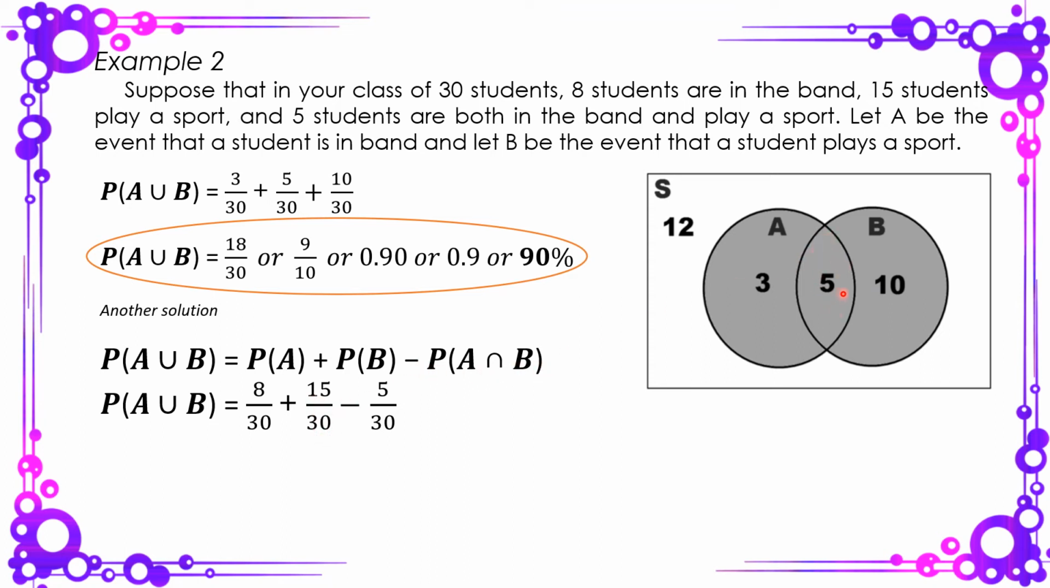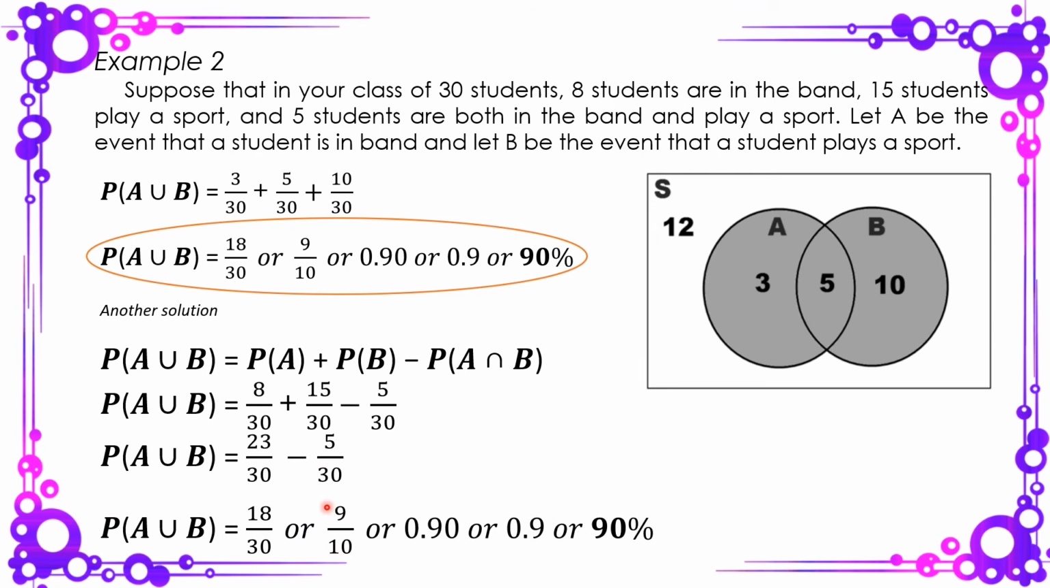This is the part of the intersection, the overlapping. So this is 5 over 30. So the answer here is 8 plus 15 is 23 over 30, minus 5 over 30. So 23 minus 5, the answer is 18 over 30 or 9 over 10. Or in decimal, this is 0.90 or 0.9. Or in percent, this is 90%.